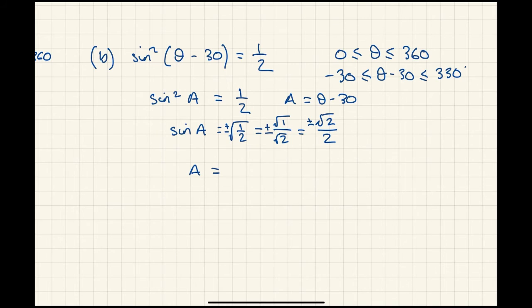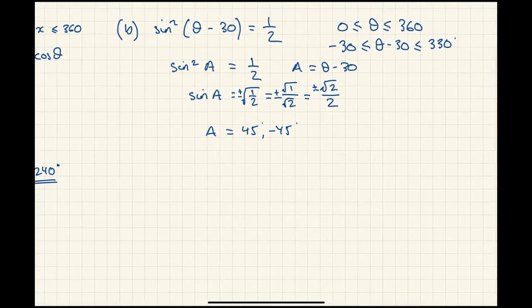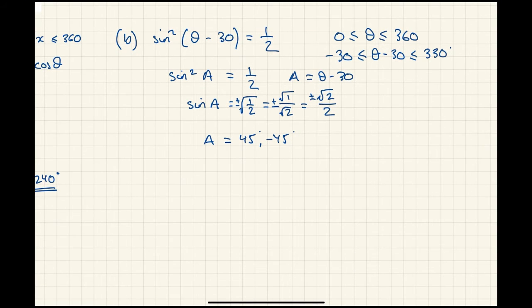Second function, sine of root 2 divided by 2. We get 45, which would be for the positive root 2 over 2. But of course, we could also have minus 45. Okay, so we've got two solutions there that will work.